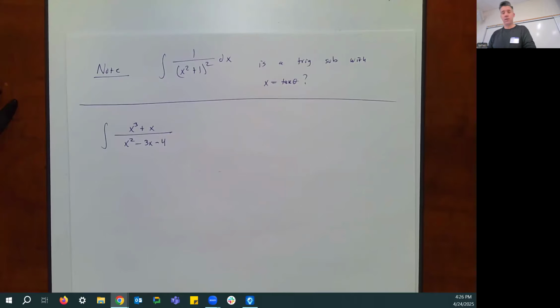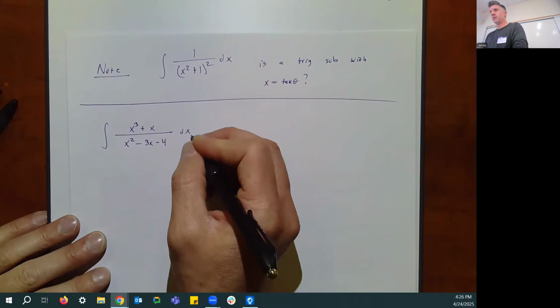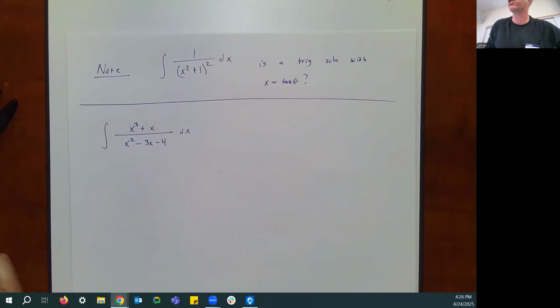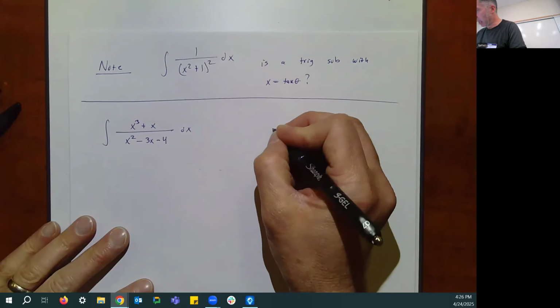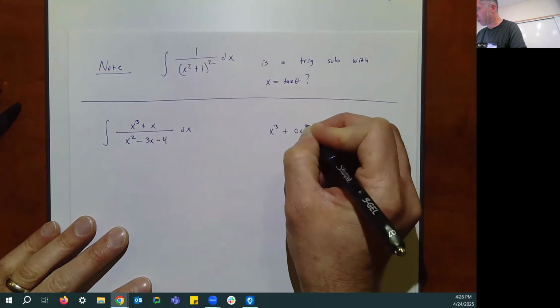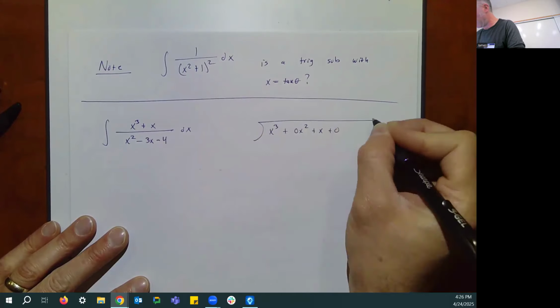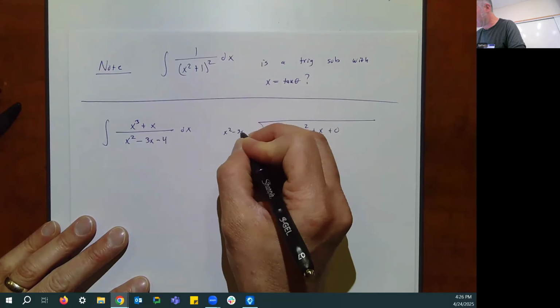So, does the bottom factor? Yes. Is it a rational function? Yes. Is the degree on top smaller than the degree on the bottom? Obviously not. So before you can start even thinking about going down the path of partial fractions, we have to do polynomial long division. So we're going to say x cubed plus 0x squared plus x plus 0, divided by x squared minus 3x minus 4.